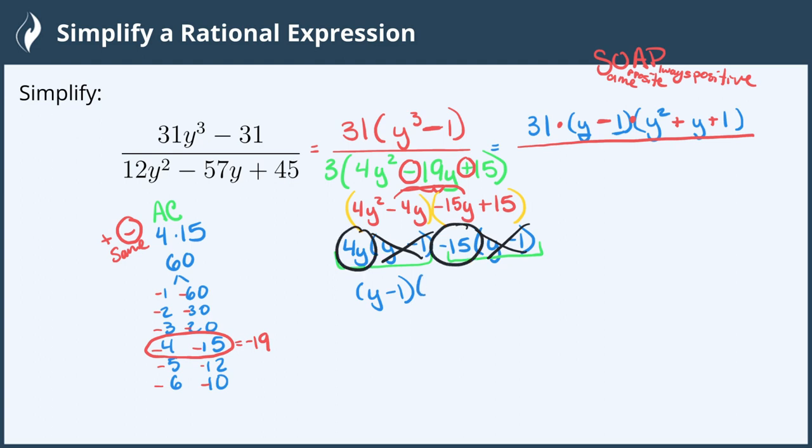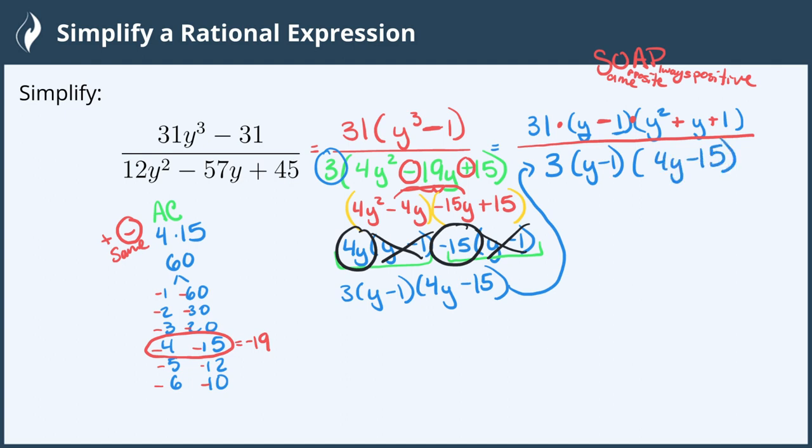So we can replace that, 4y minus 15, and we still have the 3 on the outside. This is what the denominator factored into, so we can replace it here. 3 times y minus 1 and 4y minus 15.